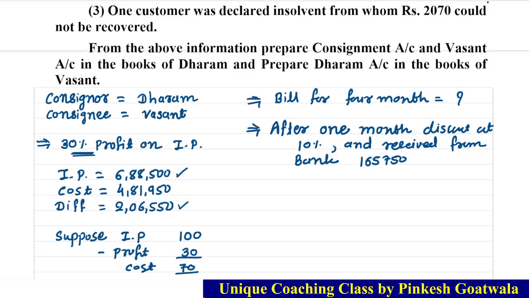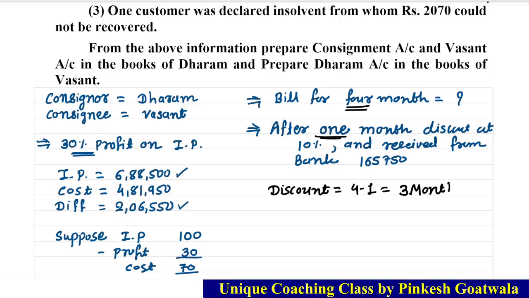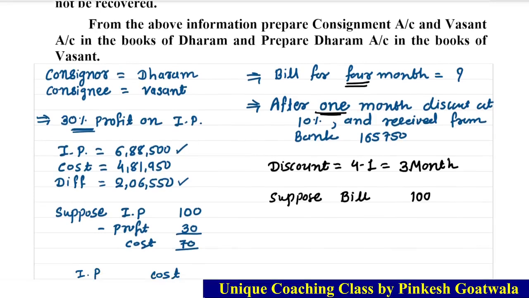Now let's solve this. First of all, let's find out the discount. How much discount we should consider? So we write bill for 4 months and discount after 1 month. So 4 minus 1, so 3 month discount we should consider. So how to find out? Suppose the bill is 100. Okay, suppose કે જે આપની bill છે BR છે કેટલાની છે? 100 ની છે. So what will be now discount?